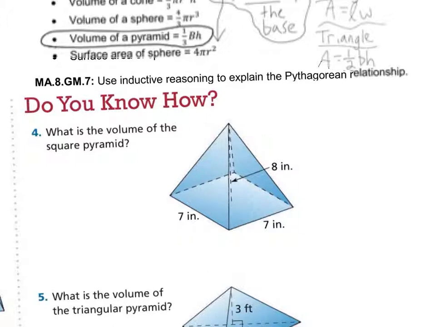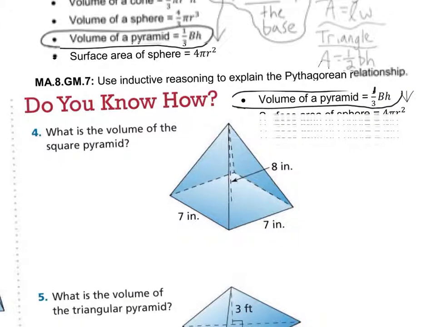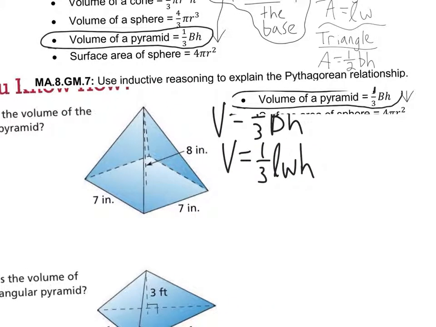So they're asking us what the volume of this square pyramid is. If you want to, you can just start out with your formula. And then think about the base. They're calling it a square pyramid. The base is a square. Remember, a square is a type of rectangle. Area of a rectangle, we just mentioned a minute ago, is length times width. So this would be the formula we'll be working with on number 4.